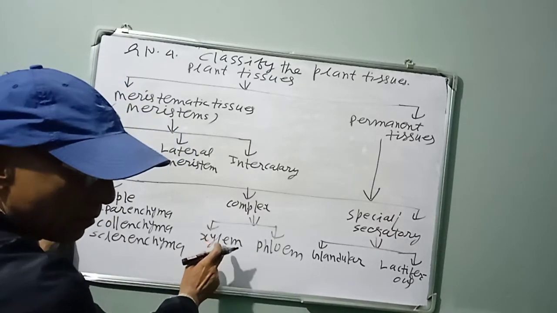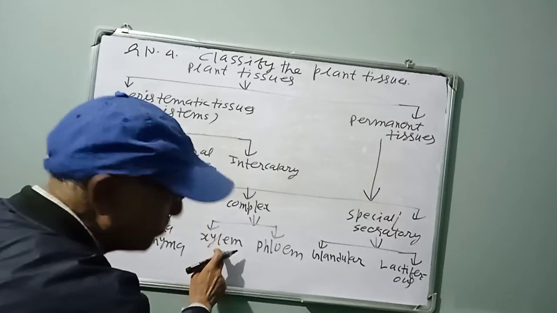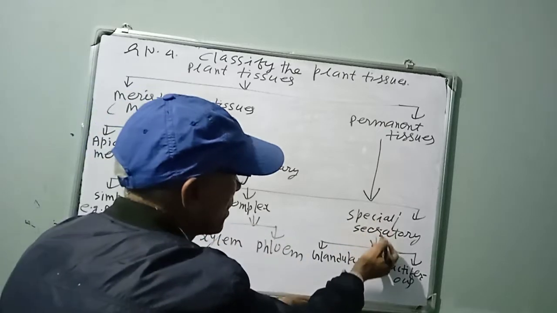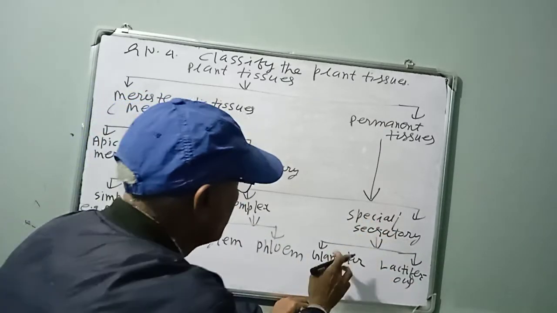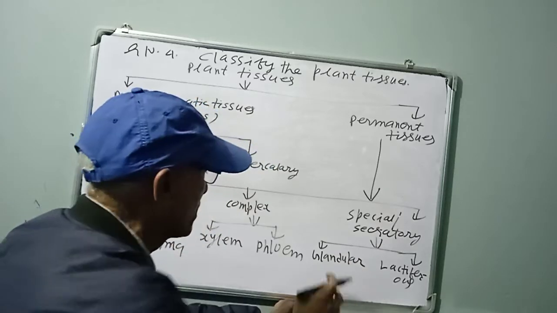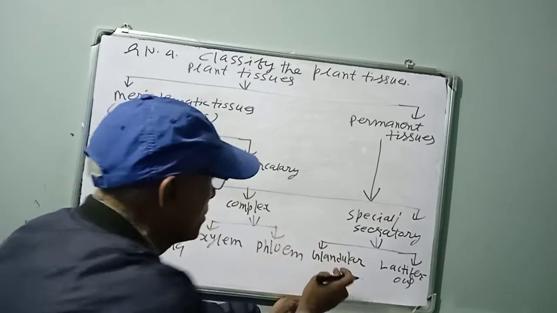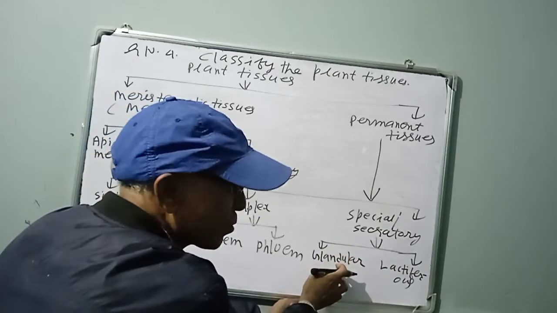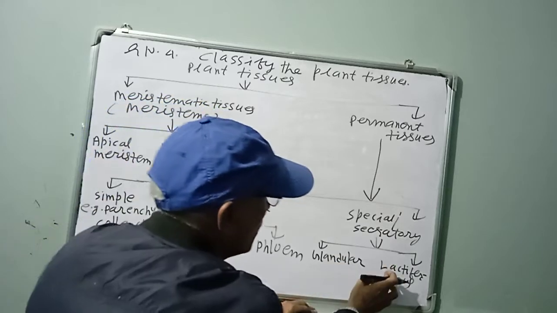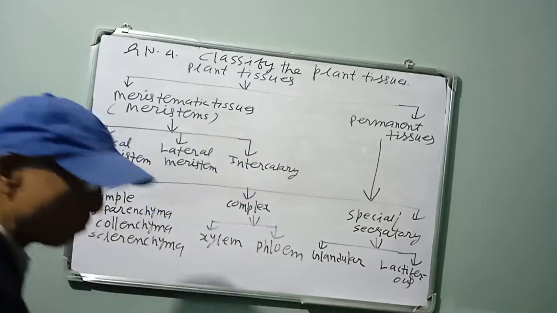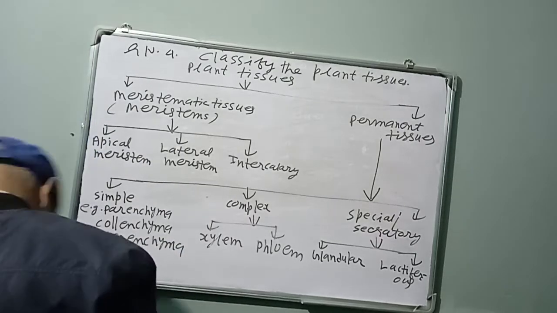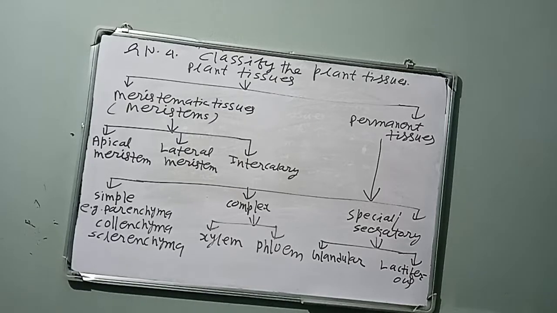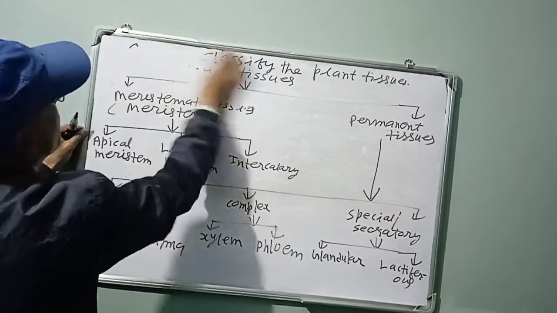Xylem mainly conducts water and minerals. Phloem conducts food materials from leaves to all parts. Special, just by the name special or secretory, their main functions are to secrete. Glandular, just like latex, solid or semi-solid. It secretes a thick, sticky, milk-like substance. Lactiferous, lacti means milk, just like milk production. Question number 4.